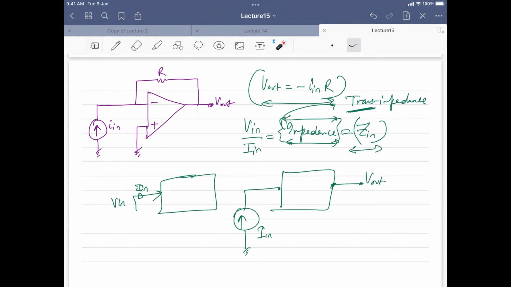No, no, it's not because of minus terminal. Can anyone tell me why this is coming?